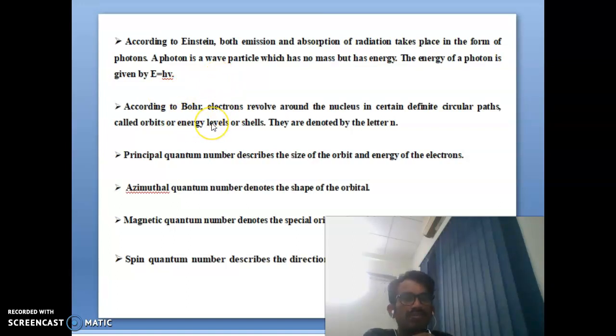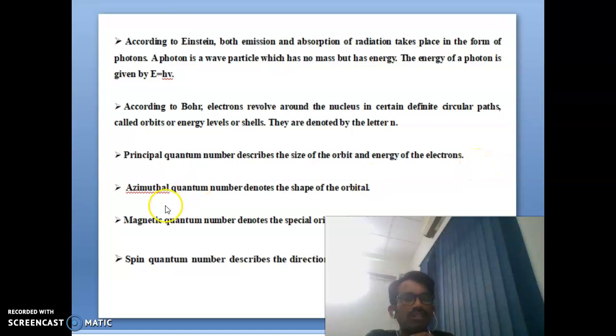According to Bohr's law, you can see the electron revolves around the nucleus in certain definite circular paths called orbits, or energy levels, or simply called shells. That is denoted by the letter n. Generally they will ask you what is an orbit, or what is an energy level, what is a shell. So according to Bohr, the electrons revolve around the nucleus in certain definite circular paths, that are called orbits. The principal quantum number describes the size of the orbit or the energy of the electrons.